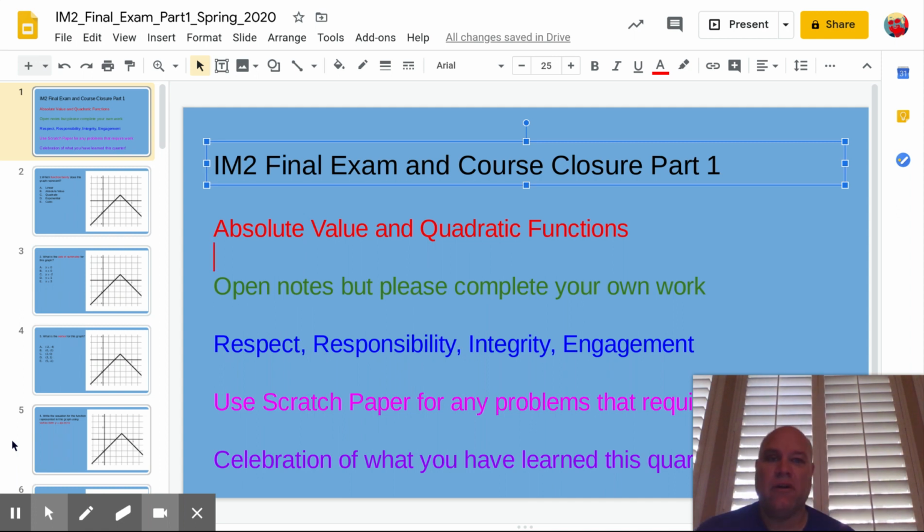This is your first part of 3 for our final exam and course closure. Today's focus is on absolute value and quadratic functions. If you want to go back to your notes and review before you take part of this process, there's going to be 30 questions. So if you want to review first before starting, by all means you can do so.